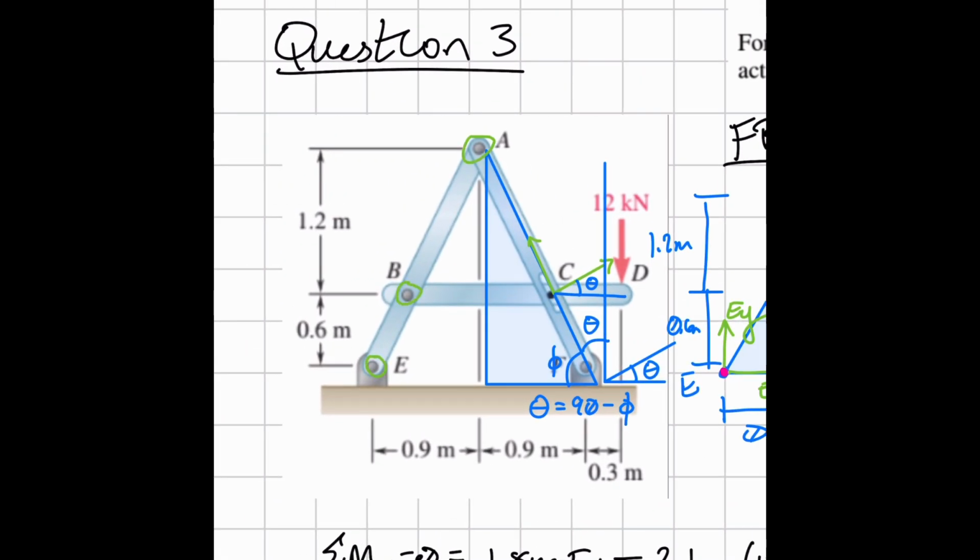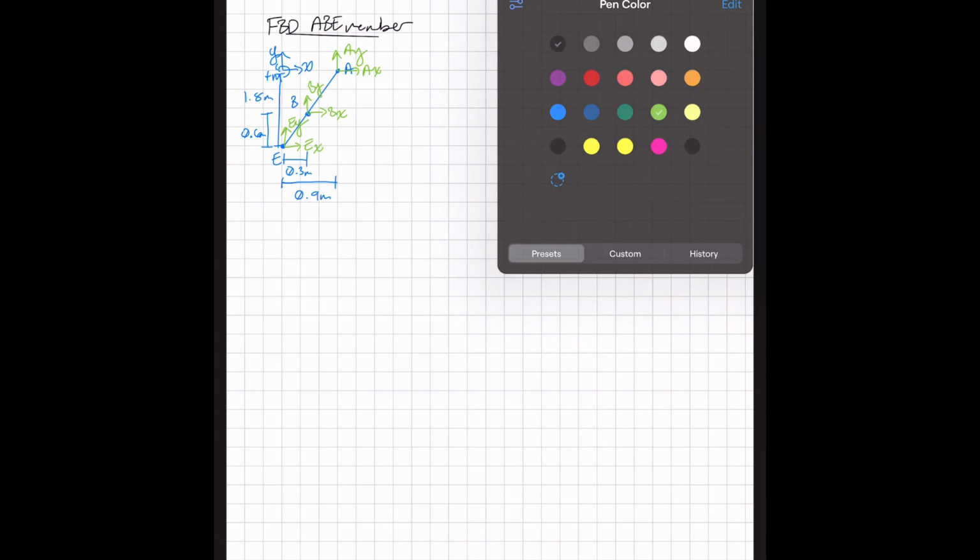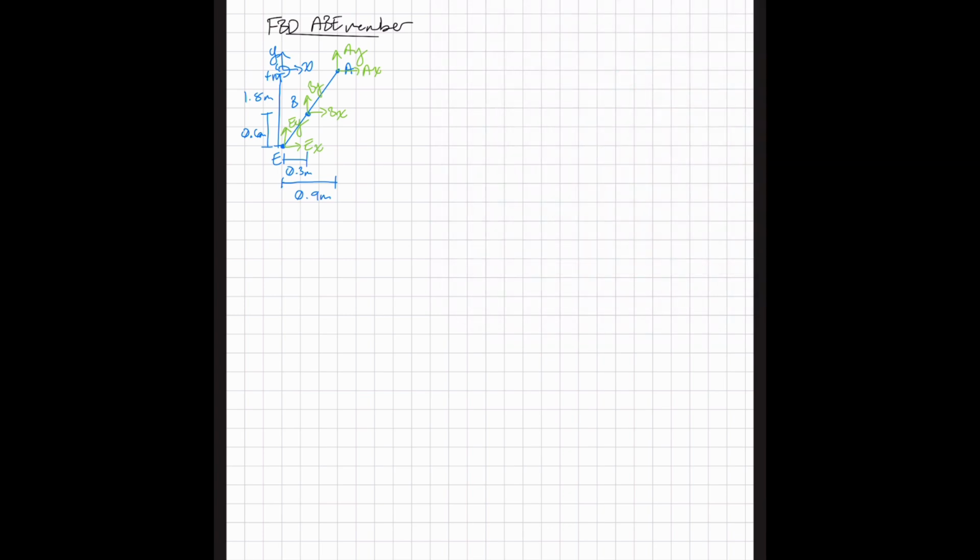Okay? If we look at the reaction forces on each of these pins, we have a pin here and a pin here, so they're all going to have X and Y components. We have AX, AY, BY, which we solved for, BX, which we also solved for, EX, and EY. From here, we only have 3 unknowns, because we solved for BX, BY, and CX and CY, and then EX, AX, and AY are unknowns now. So we can just use the force balance equations.